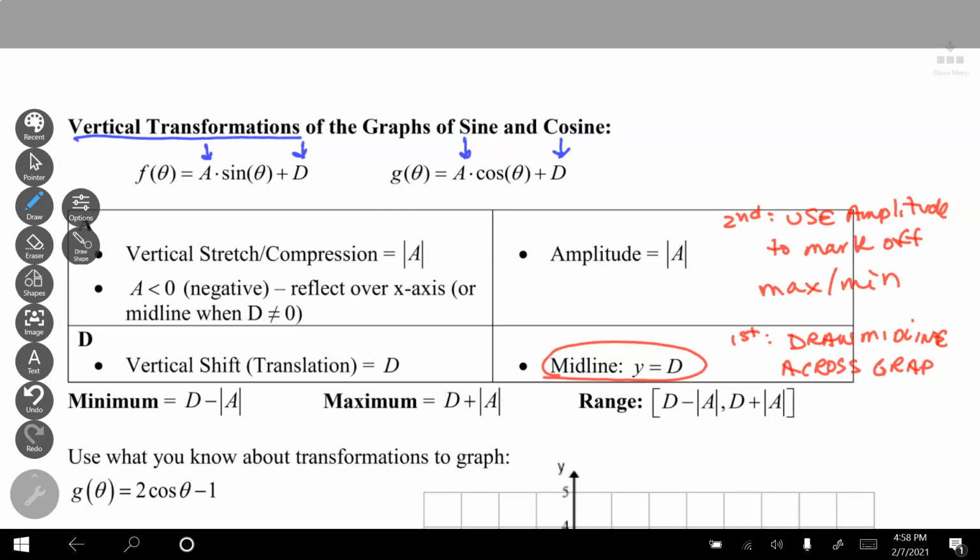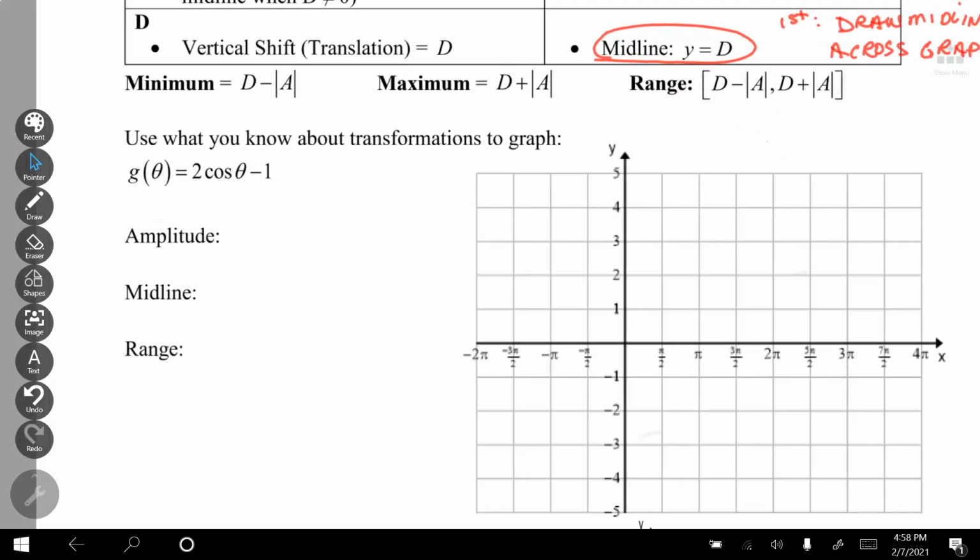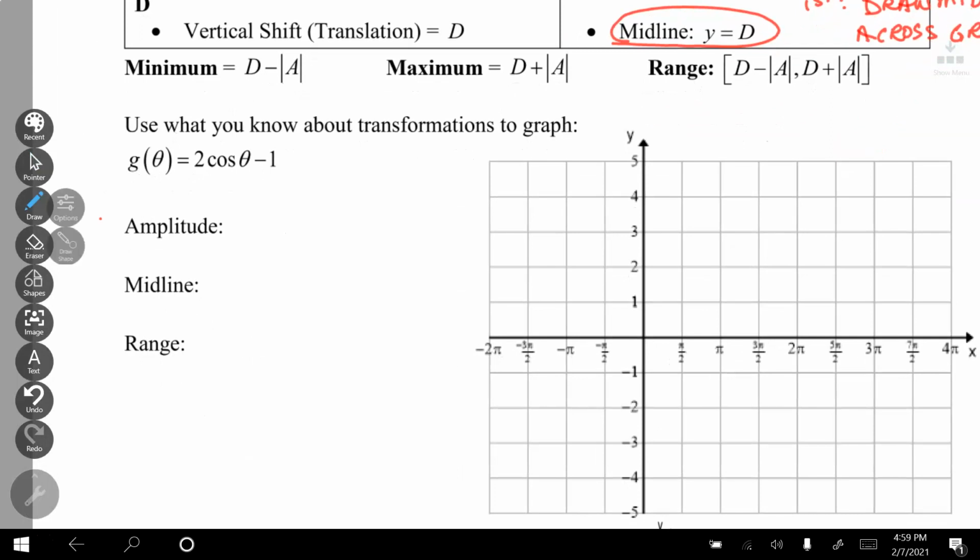So the max and min are just up and down from the midline, whatever the amplitude is. And then we'll have minimums and maximums and ranges and this and that, all based on what's going on in the picture. That's what we're going to do vertical. They're the easiest two to do. So we're going to do this problem, and right now I see I have an A and a D value.